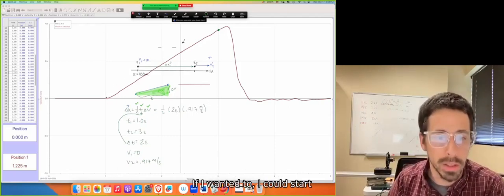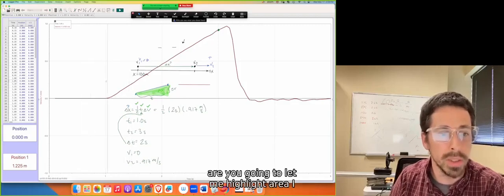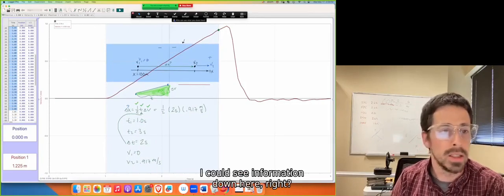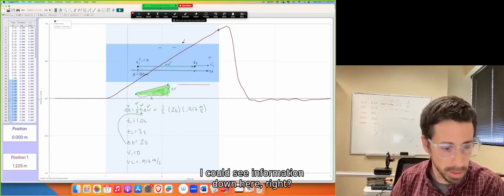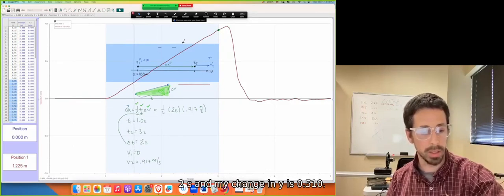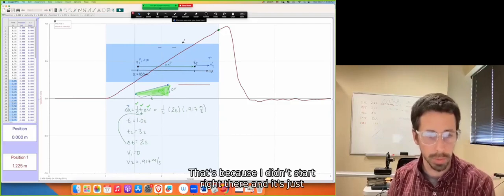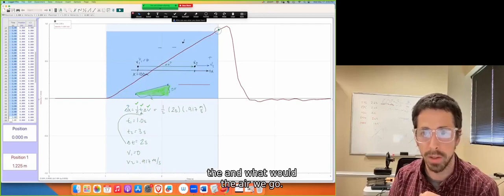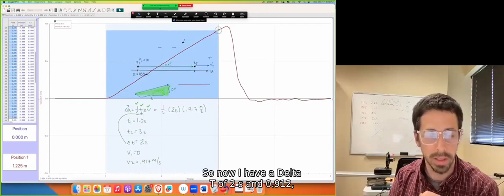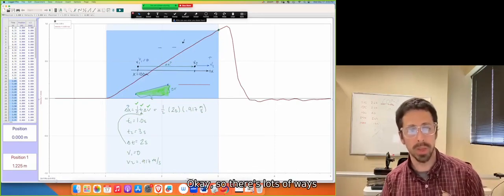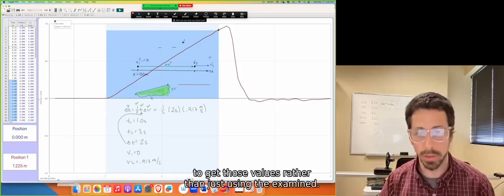There's a couple other ways I could do that as well, right? If I wanted to, I could start here and I can highlight over. Are you gonna let me highlight? There we go. I can highlight over to 3 seconds right there. And when I do that, I could see information down here, right? In this bottom left. The delta t is 2 seconds, and my change in y is 0.51. Oh, that's because I didn't start right there. There we go. So now I have a delta t of 2 seconds and 0.912, right? Which is roughly about where I was.